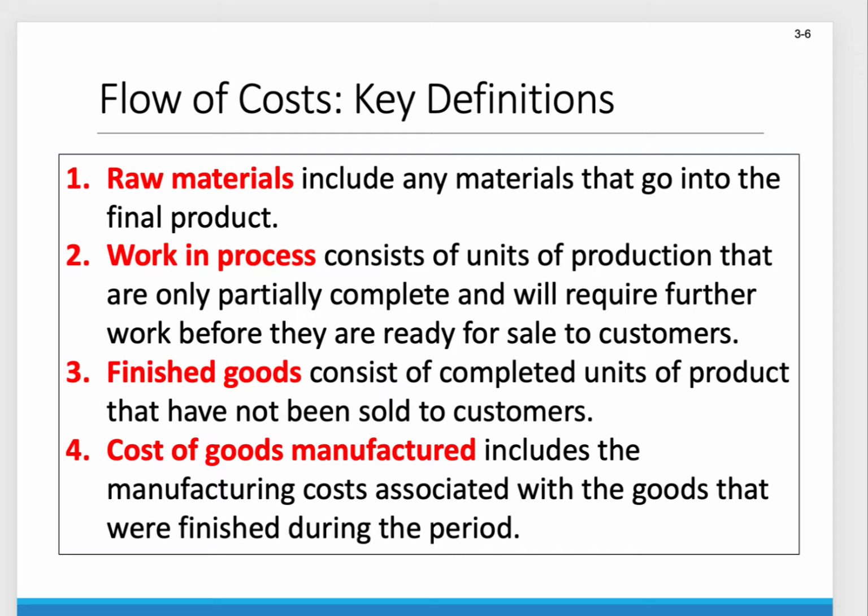Then we have this thing we call cost of goods manufactured. We're going to put together the cost of goods manufactured schedule later on in another video. So what is the cost of goods manufactured? Well, this is the manufacturing costs that are associated with the goods that were finished during the period. We have a big finished goods inventory bucket. Of all those finished goods, what are the cost of goods manufactured? Spoiler alert, it's probably not going to be equal to the finished goods account.